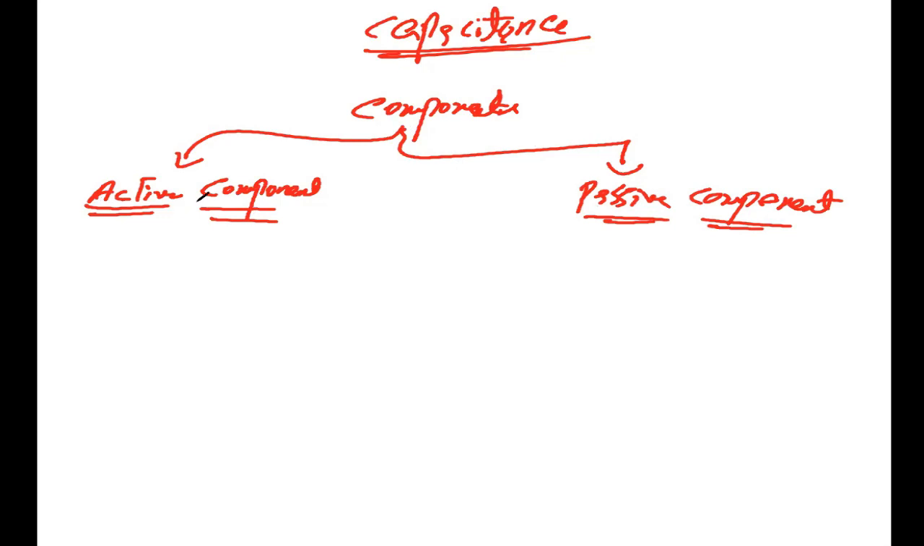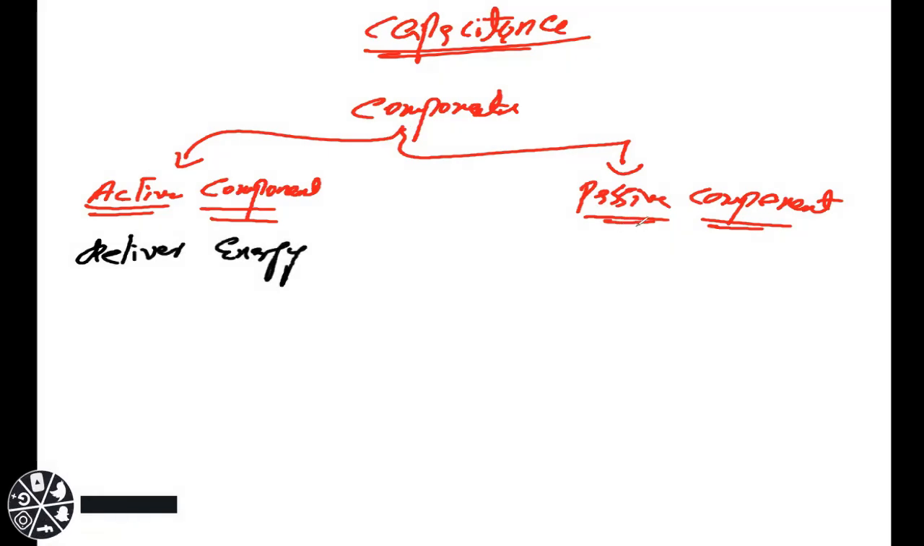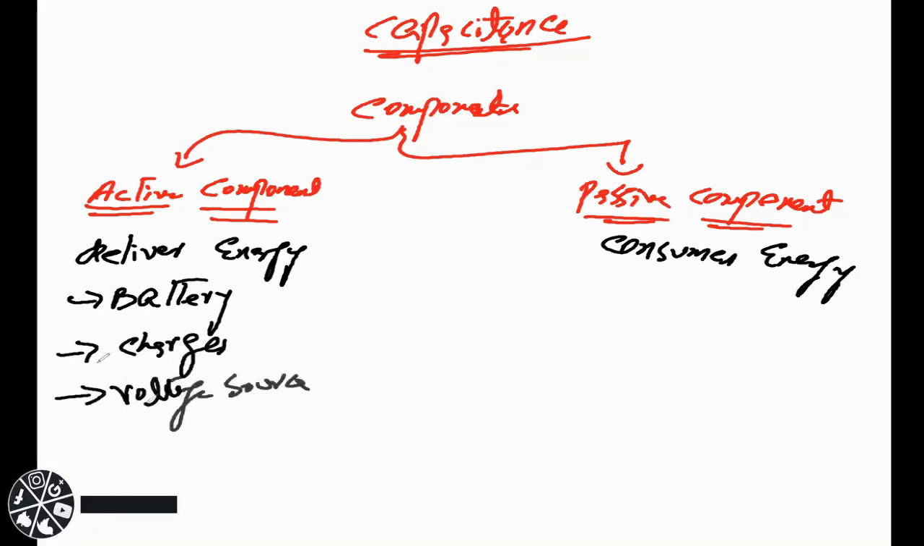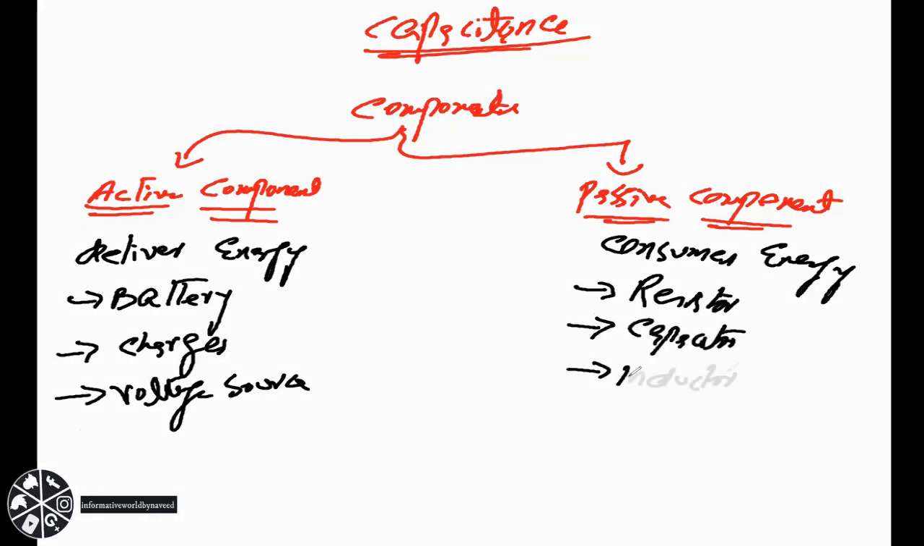An active component is a component which delivers energy. A passive component is a component which consumes energy. So, Zara, can you give me an example of an active component, like a battery that is delivering energy? Yes, sir. Charger. Yeah, a charger is also delivering energy. Voltage source. Okay. A passive component will be either a resistor, a capacitor, or an inductor.